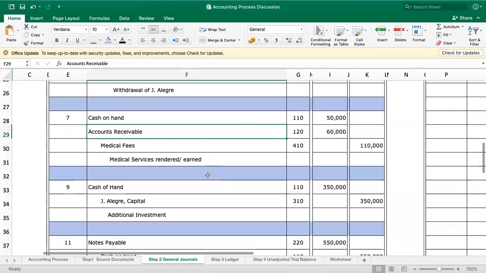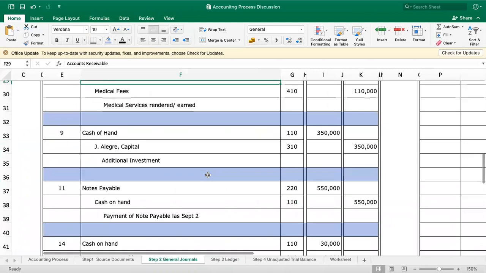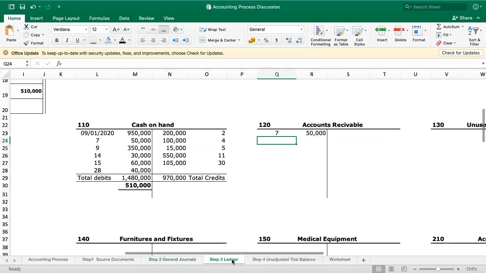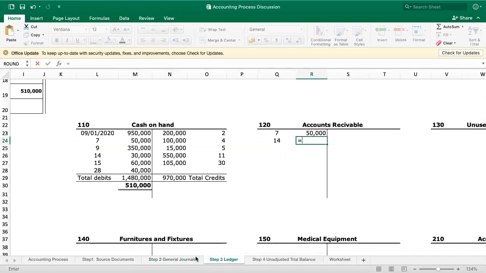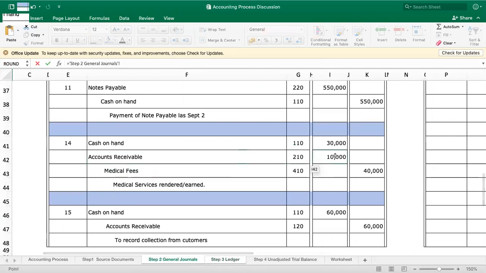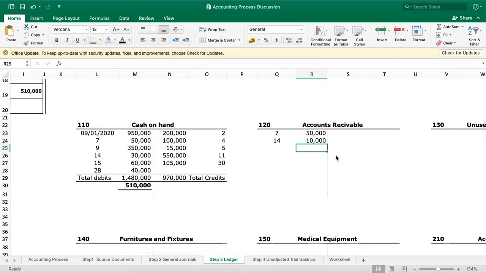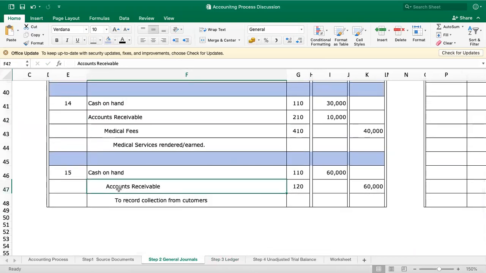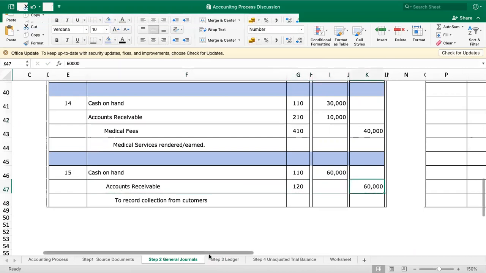Let's find another transaction that affects our accounts receivable. Here, we have September 14, you have accounts receivable. Still a debit. How much? 10,000. Therefore, September 14, debit 10,000. Okay, again, let's find another transaction. Here, September 15, you have accounts receivable credited. That's 60,000 credit on September 15.